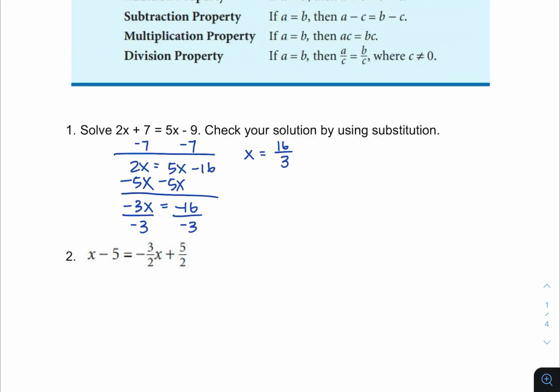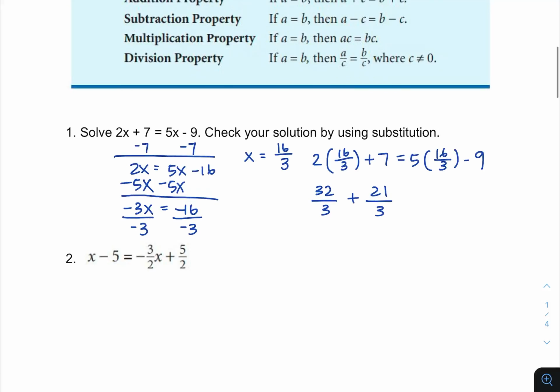And we want to check our solution now, so we're going to substitute this value into our original equation. And then we simplify, we get 32 over 3. And we're going to put this in over a common denominator. And when we simplify even more, we get 53 over 3 equals 53 over 3, which is true.